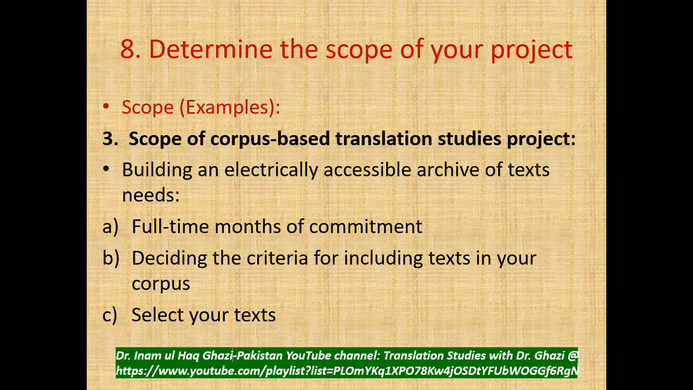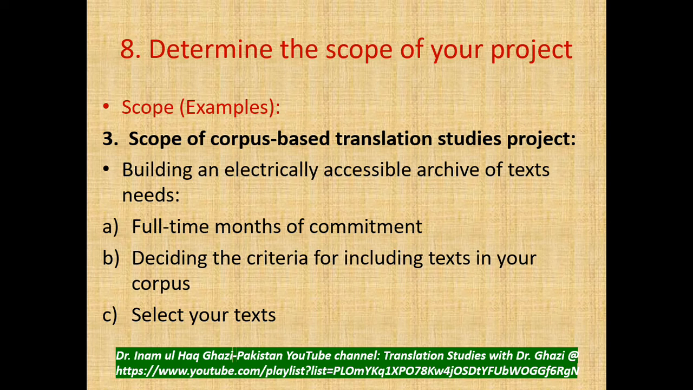The third example is the scope of corpus-based translation studies. And remember, the scope of corpus-based translation studies is much bigger than the previous two examples. So what are the requirements? Building an electronically accessible archive of texts needs what? Full-time months of commitment. Deciding the criteria for including texts in your corpus. So these are very delicate mental exercises that you are required to do.